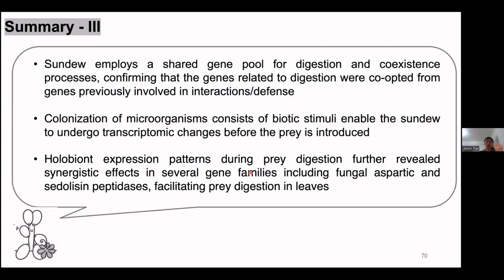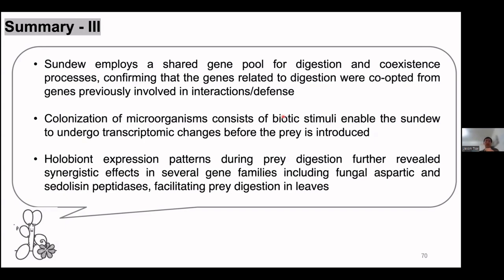But the case here is quite special. Holobiont expression patterns during prey digestion further reveal the synergistic effect in several gene families, including the fungal aspartic and cell-donicin peptidases, facilitating prey digestion in leaves.